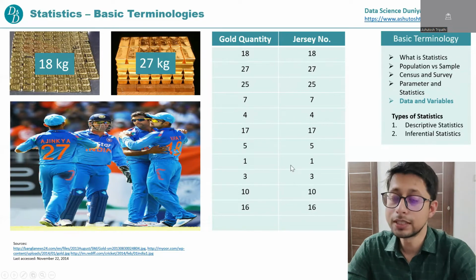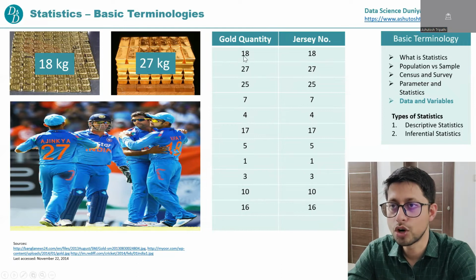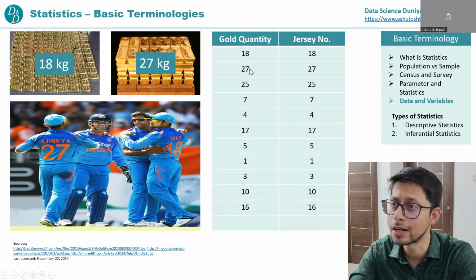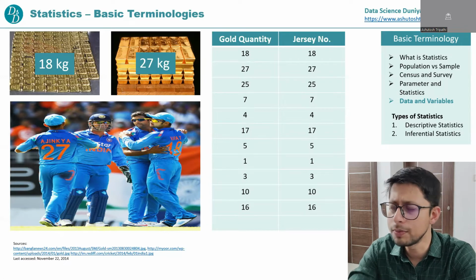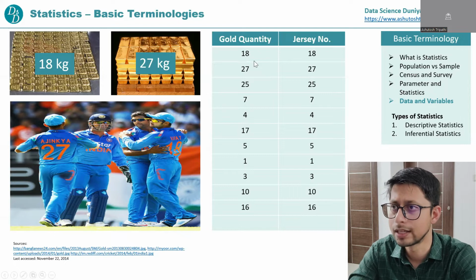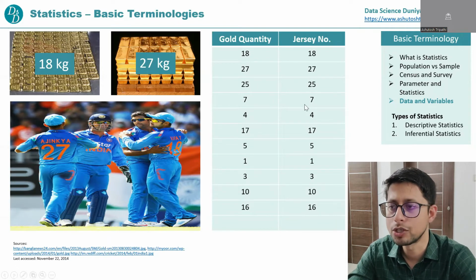But there's a difference in the data here. Gold quantity will be represented in numbers, so it could be any of infinitely many numbers, right? It could be 18, 18.5 kg, 18.25 kg, it could be 17 kg, it could be 1 kg, 1.2, 1.22, 1.23, 2.5, 3.5. It could be any random number, based on how much exact quantity is available.